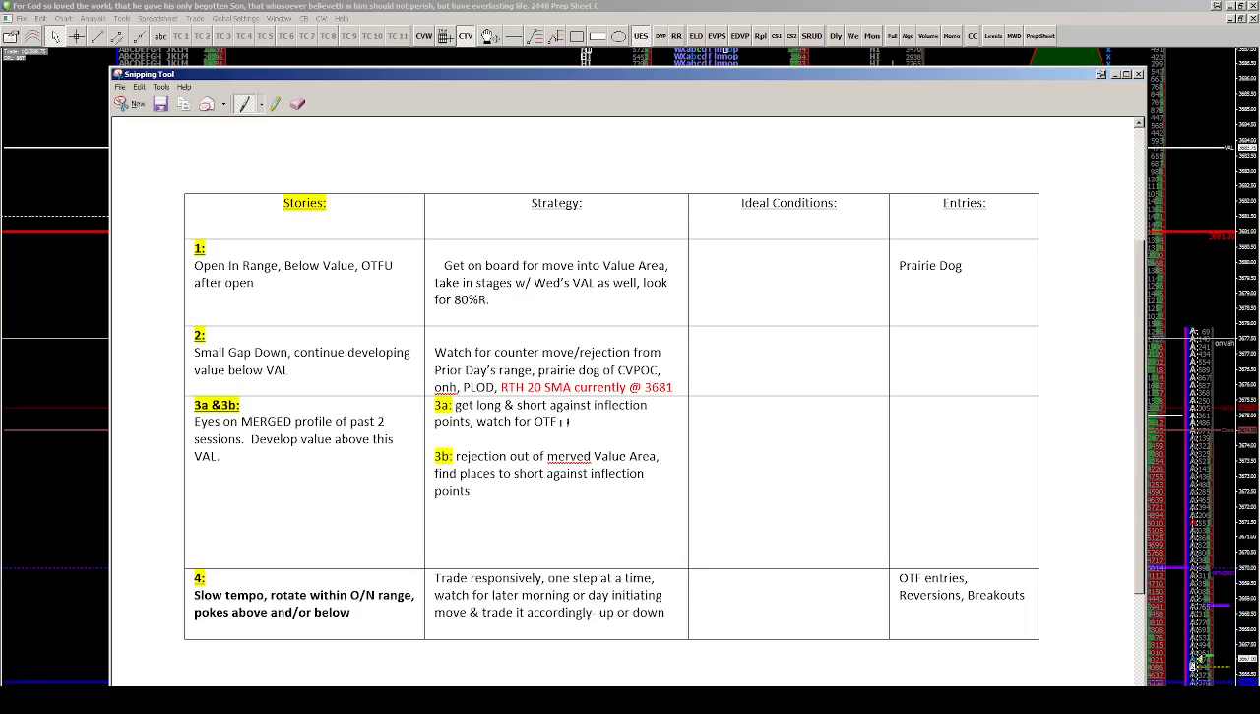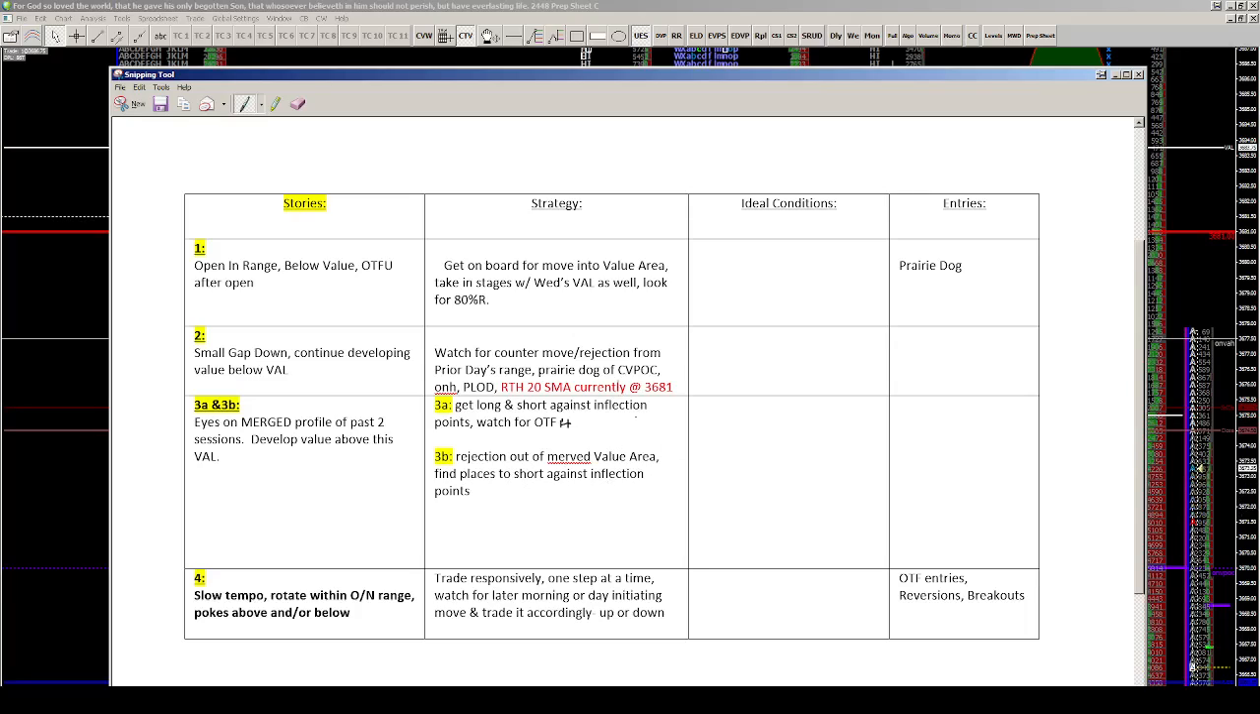Put an H in there, or one time framing up. I'll use an H or an O. OTFU is one time framing up. OTFL is one time framing lower. Could be, but I usually use U, I think. All right, so 3B would be rejection out of the merged value area, and find places to short against inflection points.